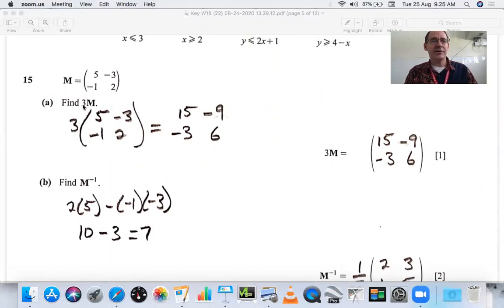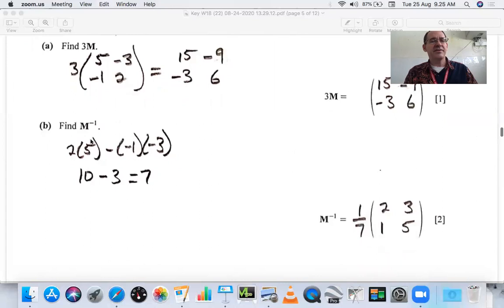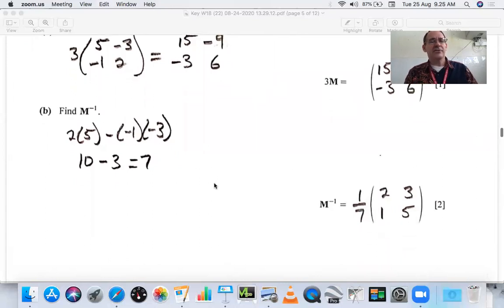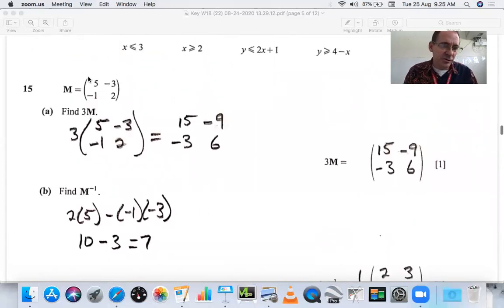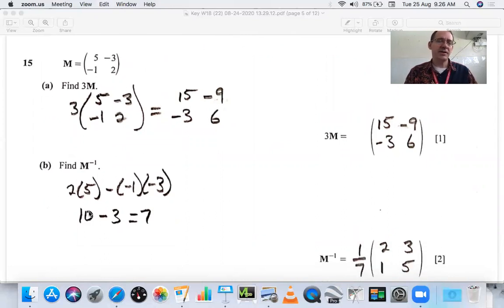This is a scalar 3 multiplying by your matrix. So you just multiply 3 into all the elements and you get 15, negative 9, negative 3, 6. This is asking for the inverse. So to do the inverse, you do the cross multiplying down, 5 times 2, minus the cross multiply up. So down minus up. So 2 times 5 is 10, minus negative 1 times negative 3 is a positive 3. So 10 minus the 3 equals 7.